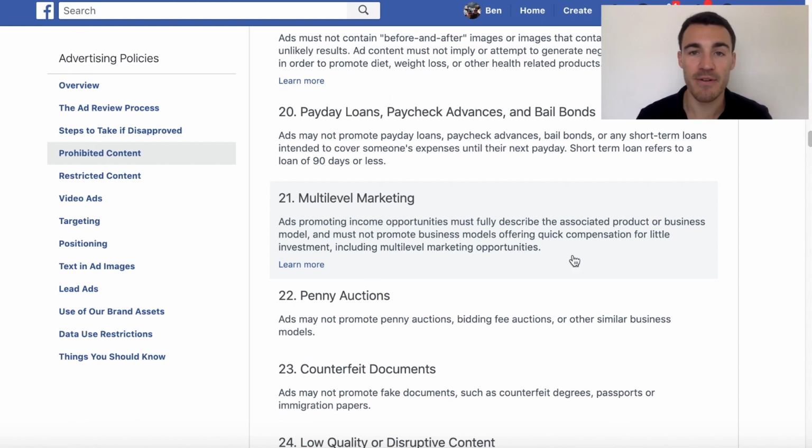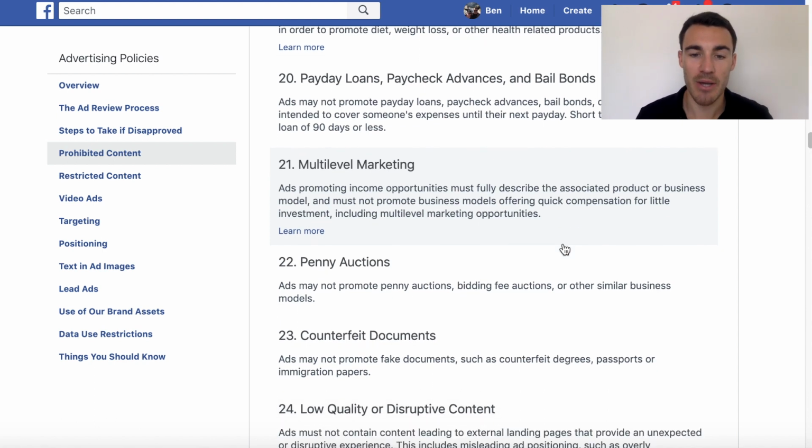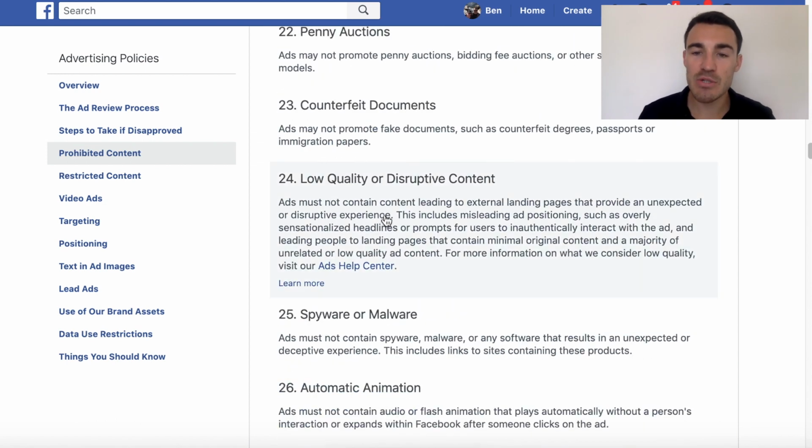So you may be better off focusing on a different industry. As I said, you can still advertise the products, that's absolutely fine, but just the business opportunity, either not advertise it or you have to put in some steps beforehand, like a lead magnet or something along those lines to make it work. Low quality or disruptive content.